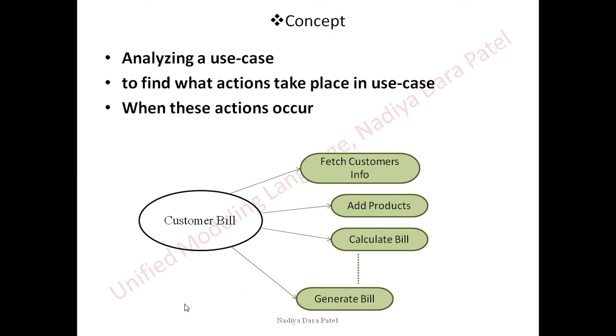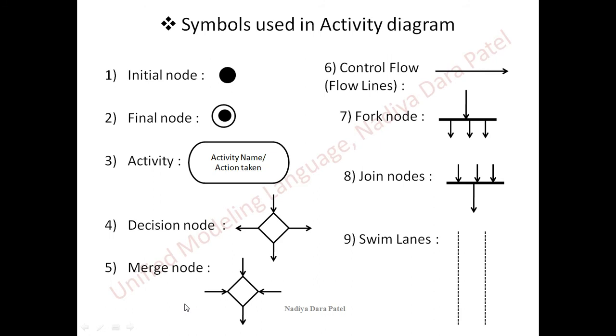So this is just a depiction of how a use case gets converted into activities, but we are not going to do this. We are just going to find what different activities are there in our use case and then draw the activity diagram. So these are the symbols used in the activity diagram. If you closely observe this slide, it has many symbols from flowcharts and many symbols from the state machine diagram. So let us get started and understand what the different symbols are.